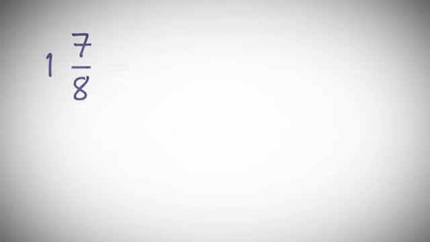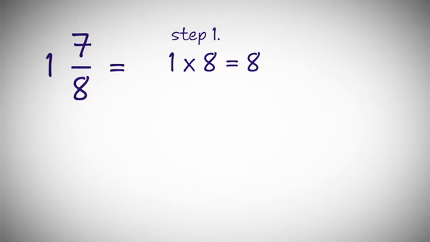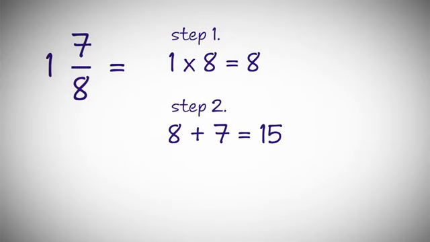Let's try an example. Take the mixed fraction 1 7/8. Step one is to multiply that whole number by the denominator. So 1 times 8 is equal to 8. Then take that value and add in the numerator. 8 plus 7 is going to be 15. Finally, step three is to take that total, 15, and put it over the original denominator, which is 8. So 1 7/8 is equal to 15/8.